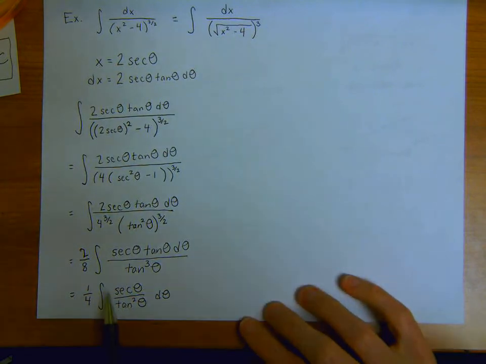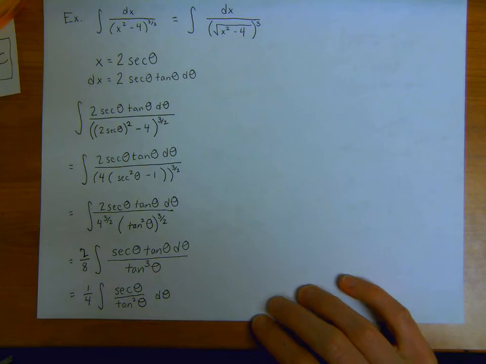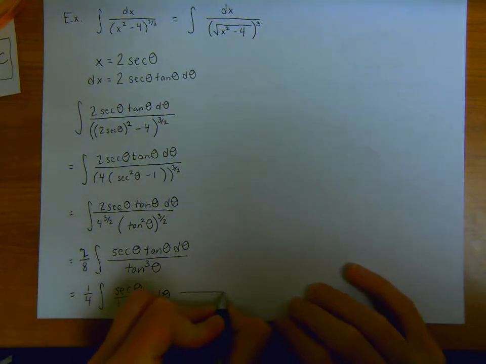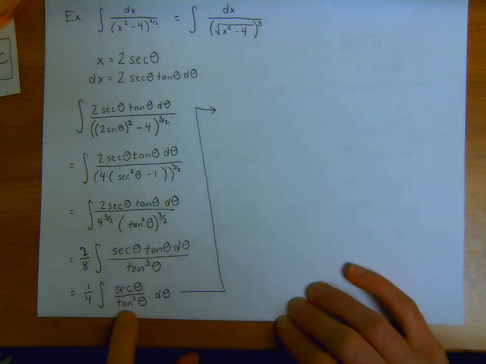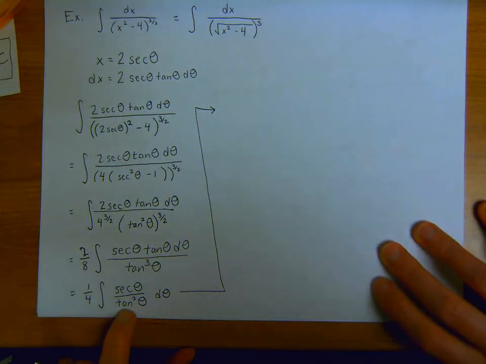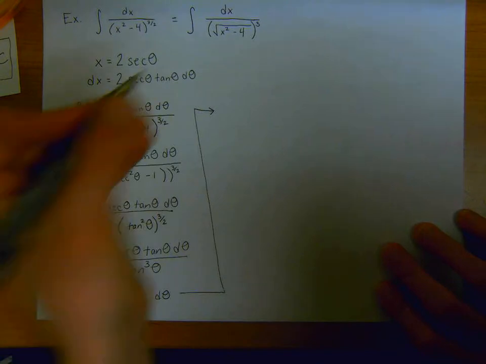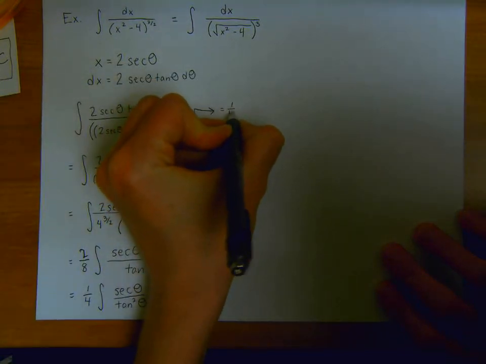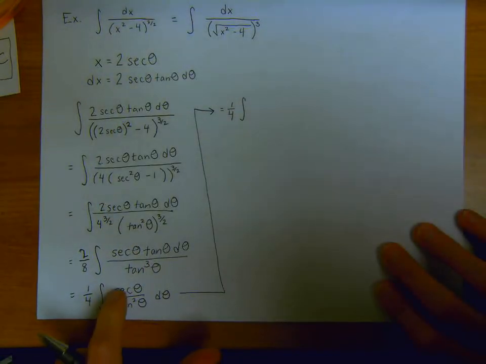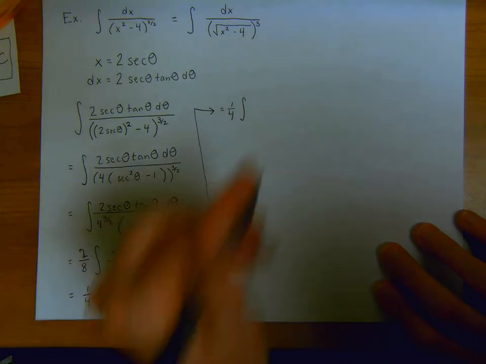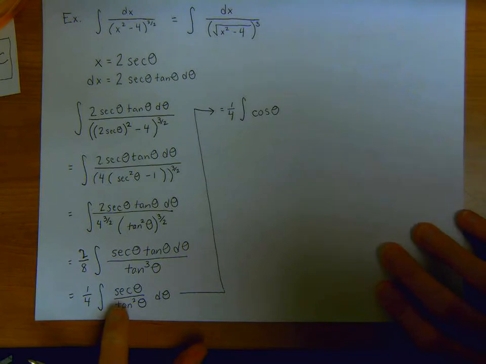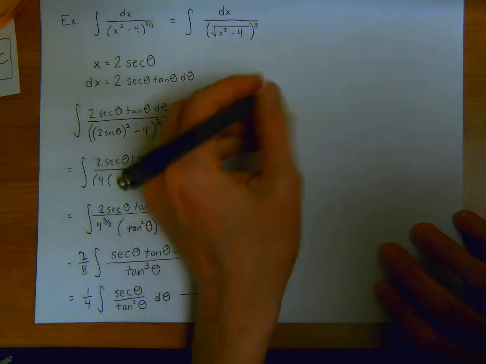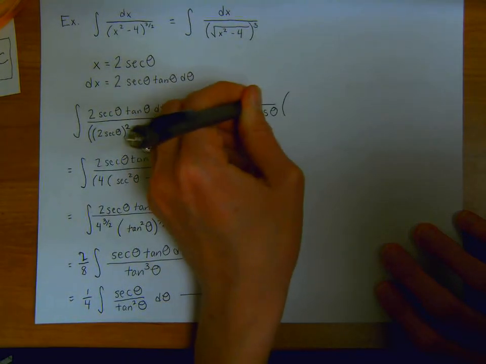To figure out how to integrate this, instead of looking it up in a table, since I haven't quite simplified it down yet, I'm going to convert everything in here into sines and cosines. That just makes it easier for me to see the possibilities. So what is secant? Secant is 1 over cosine, so I'm going to move the cosine into the denominator. And what is 1 over tangent squared? Well, maybe I'll write this as 1 over cosine.